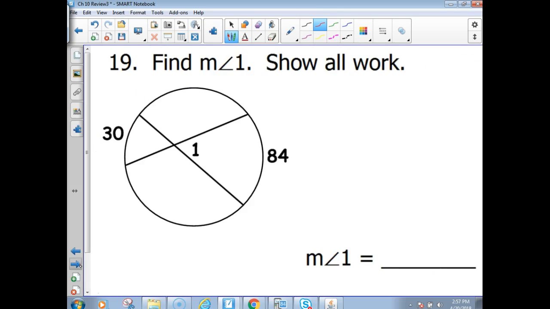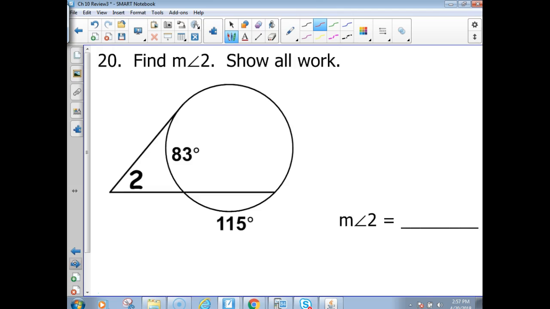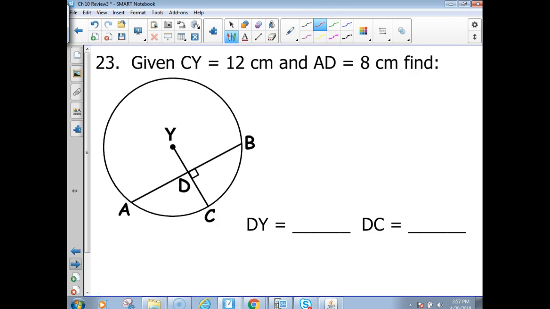19, that's not your 19 because I eliminated some questions that we used to have, section 10.6 on secants and some other things about arcs. Anyway, this is your 19, correct?